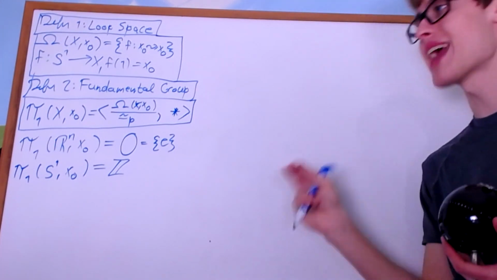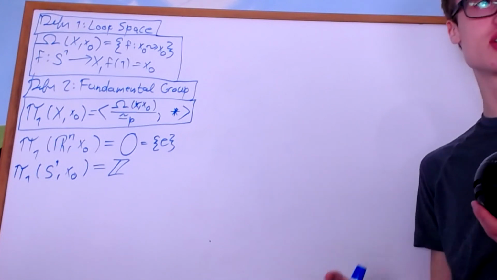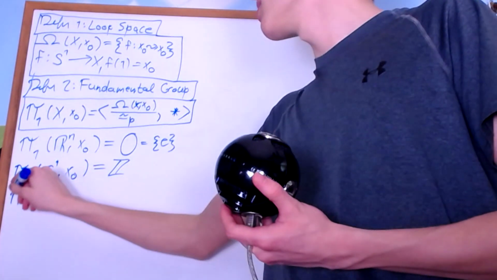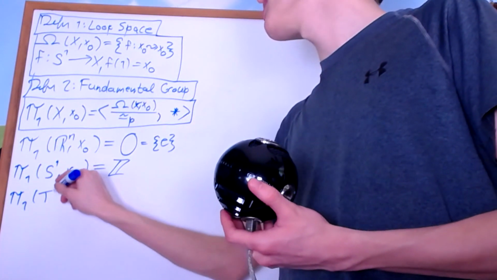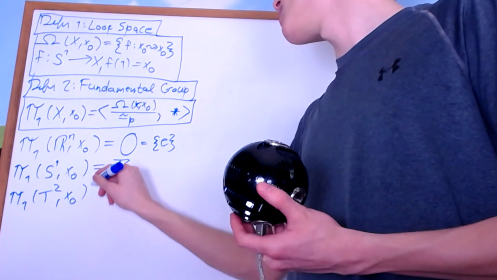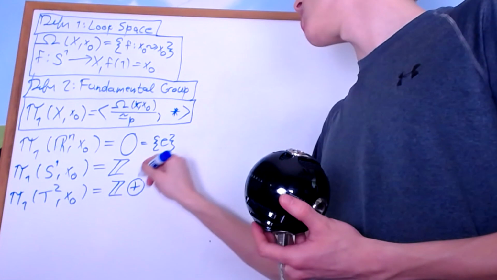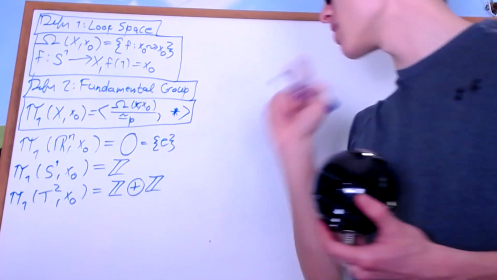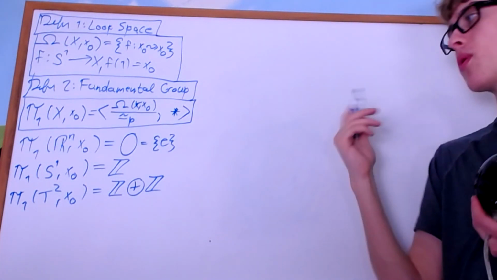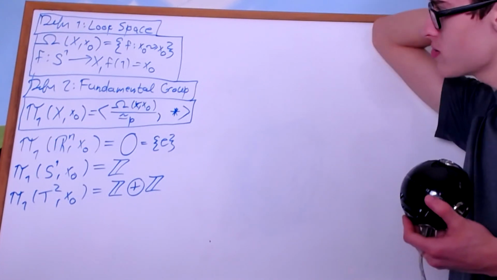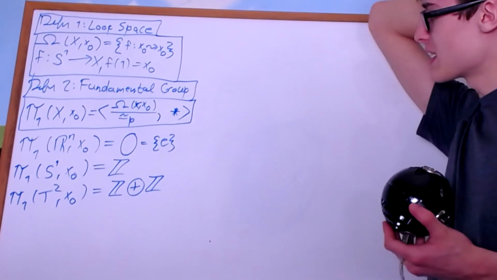And whenever you concatenate them, it's like adding integers. In a similar way, the fundamental group of the torus at any point is just the integers direct sum with the integers. You can go ahead and look at Algebraic Topology 1.2 to see why. So that's really cool. This fundamental group seems like a neat thing.